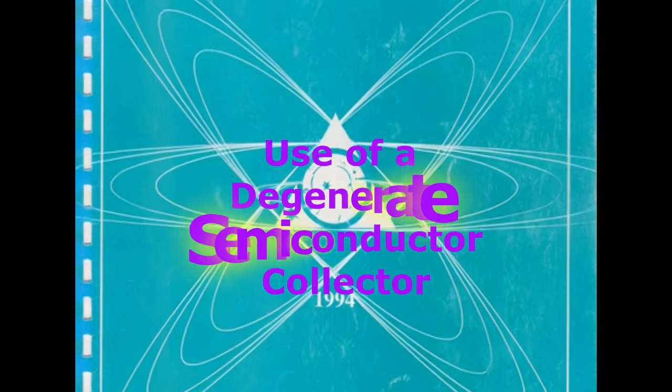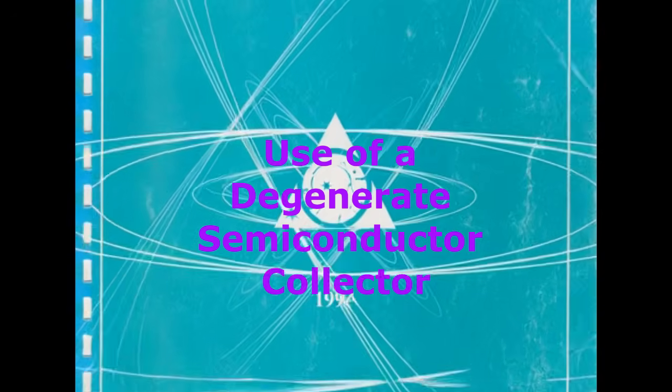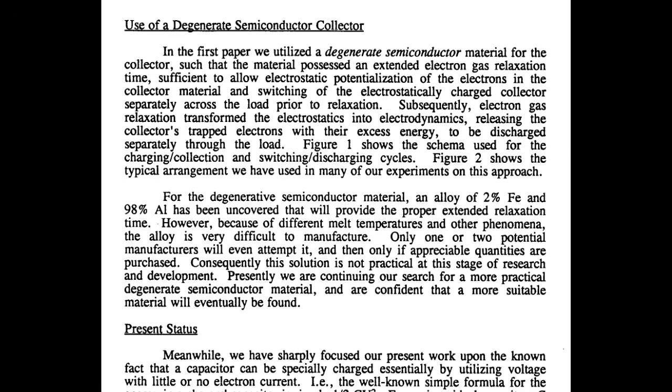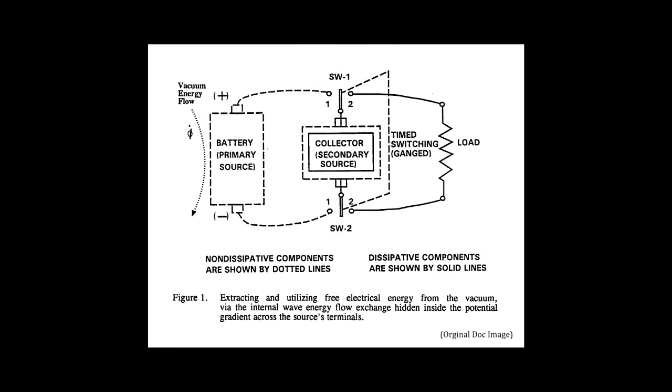Use of a degenerate semiconductor collector. In the first paper, we utilized a degenerate semiconductor material for the collector, such that the material possessed an extended electron gas relaxation time, sufficient to allow electrostatic potentialization of the electrons in the collector material and switching of the electrostatically charged collector separately across the load prior to relaxation.